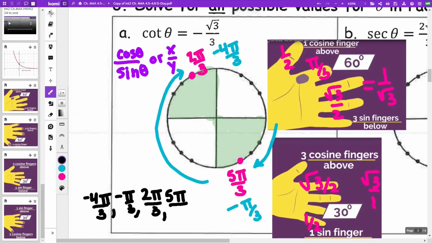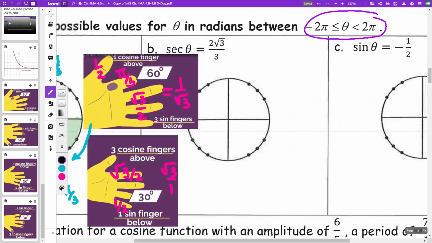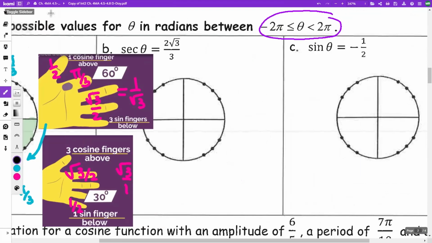I don't know what's going on here. Okay. So let's take a look at the next one. Get rid of this. Okay. So now when I am looking at this, let me just take these off.